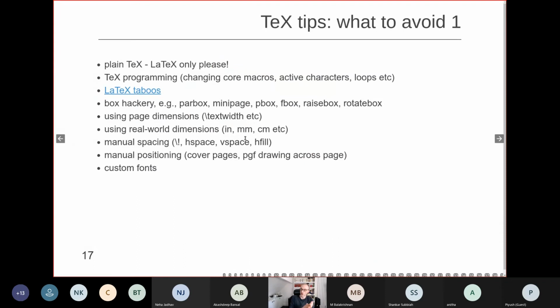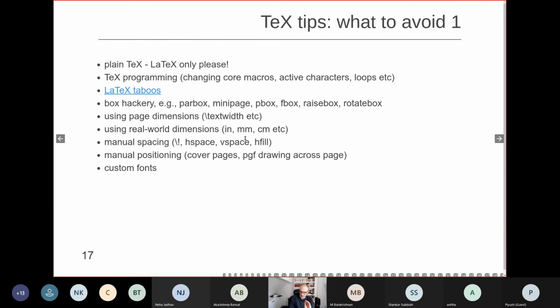Just a couple of things you should always avoid, and not just in LaTeX: real world dimensions are a nightmare. Never use things like inches, millimeters, centimeters. Always talk in terms of EMs and EXs, the relative sizes of your fonts, the relative width of an M element or an X element. That way, things become much cleaner if you have to substitute fonts, as you have to do on the web a lot.